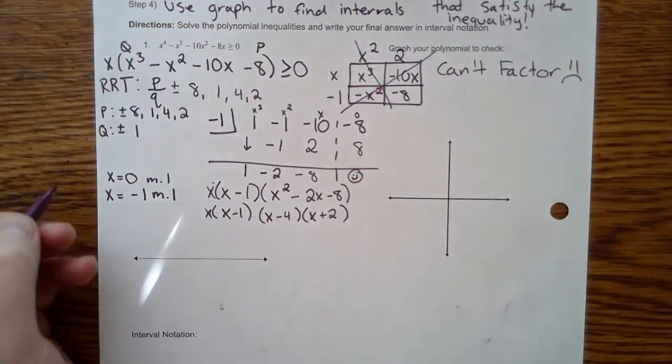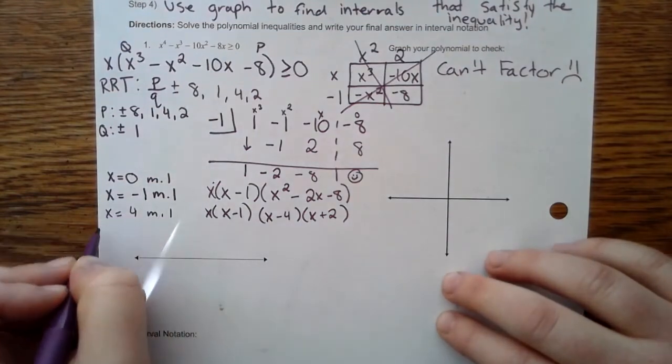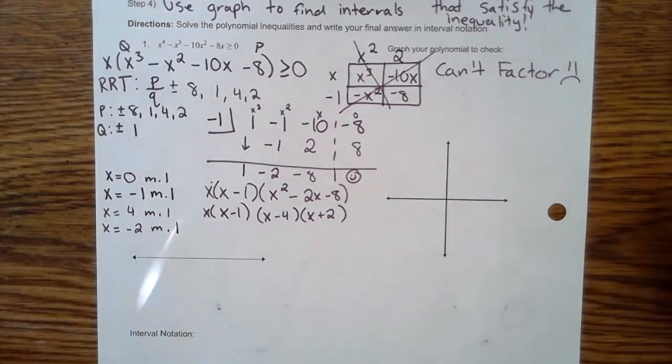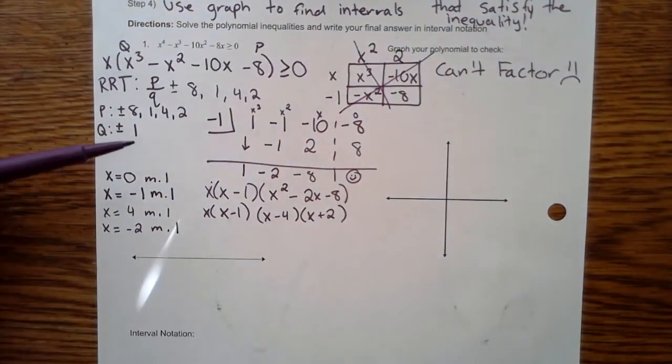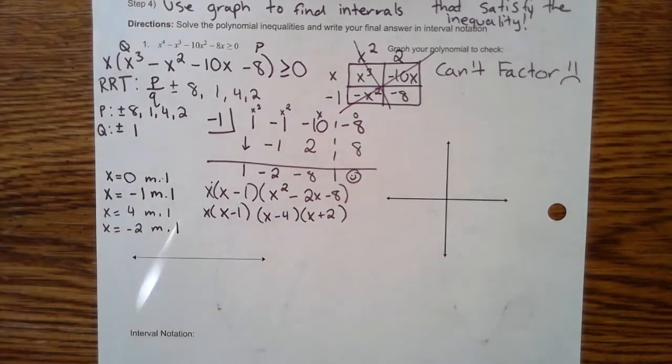So to add to my list, now I can find that x equals 4 multiplicity 1, x equals negative 2 multiplicity 1. Your multiplicities add to your degree. 1, 2, 3, 4, degree 4, we're good to go.